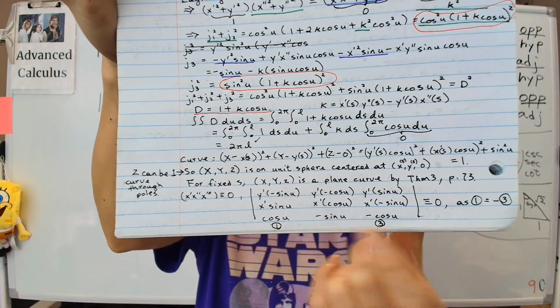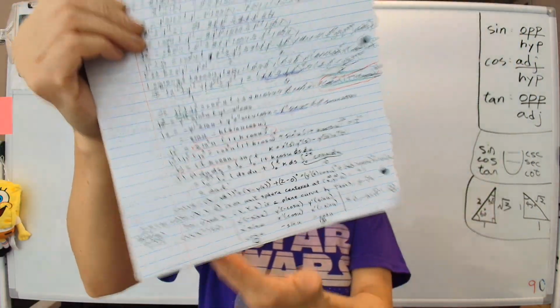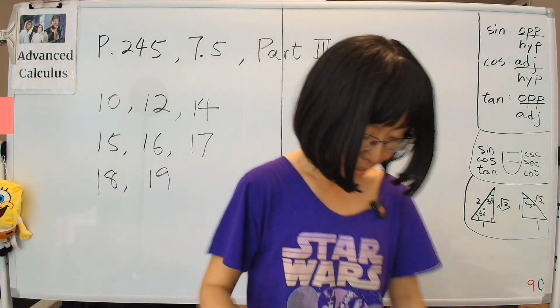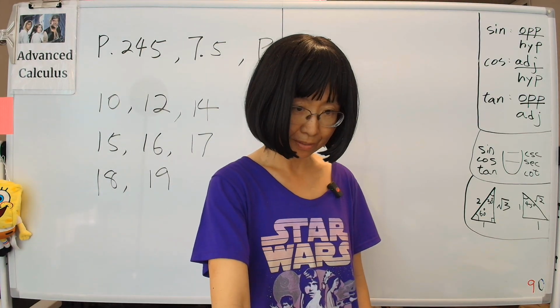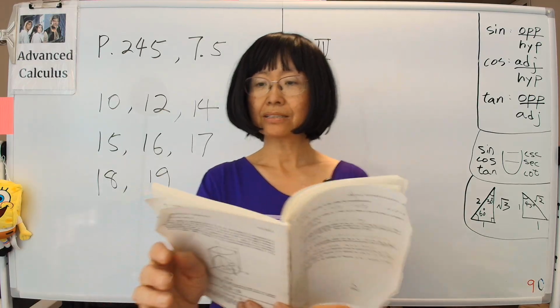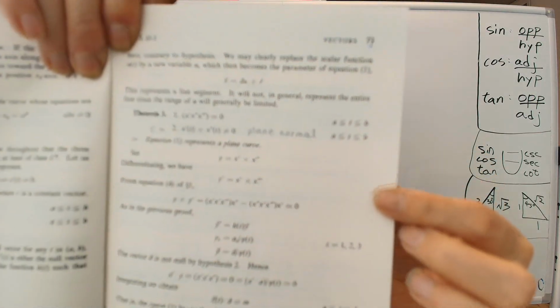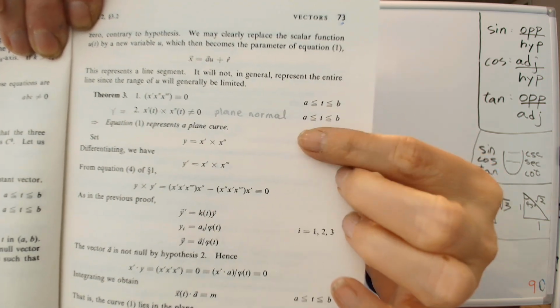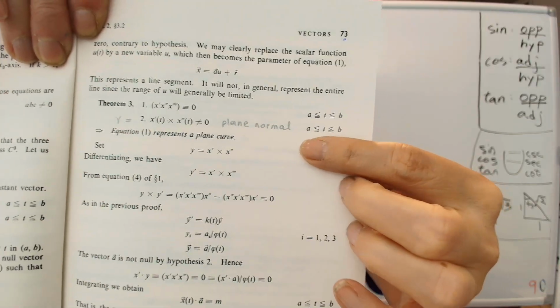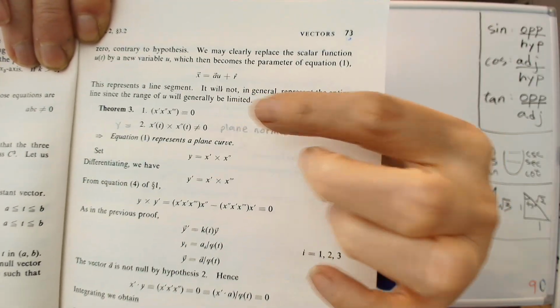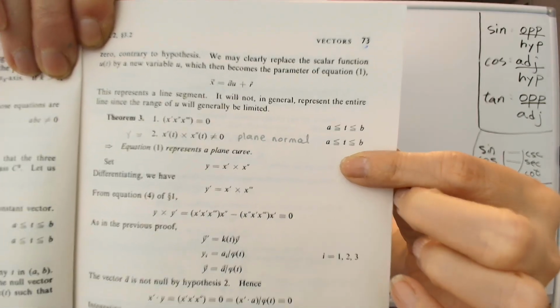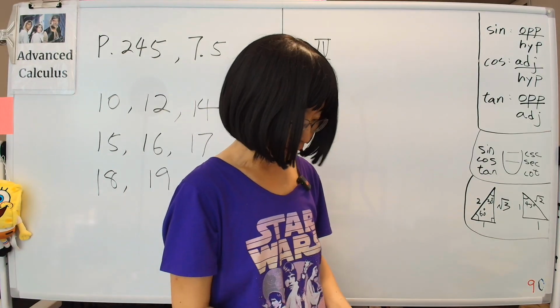Okay, if you have identical columns, then the determinant is 0. And I also want to show you theorem 3 and this plane curve theorem. So here is theorem 3 on page 73. To show something is a plane curve, we have to have that relationship right there where the x's are vectors. Please look that up to see why that is the case.